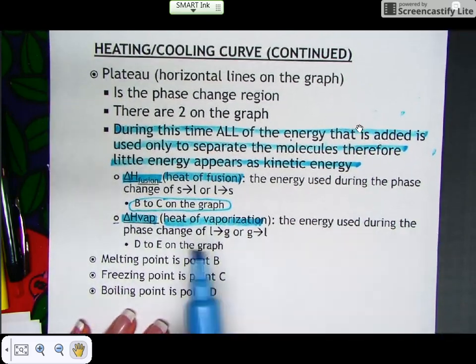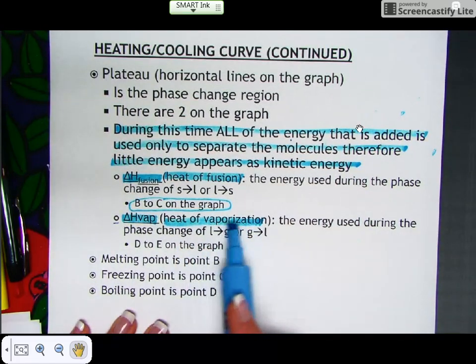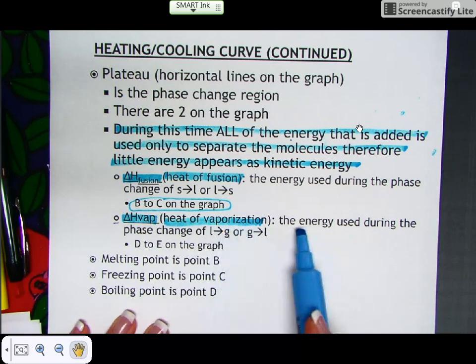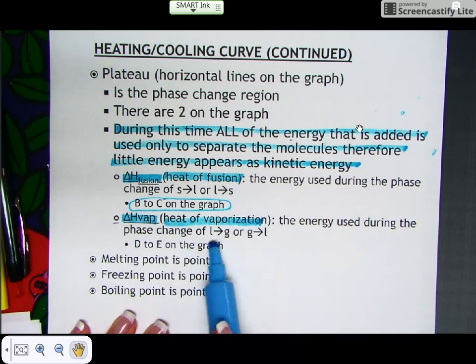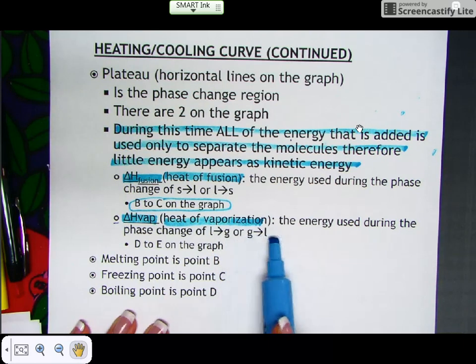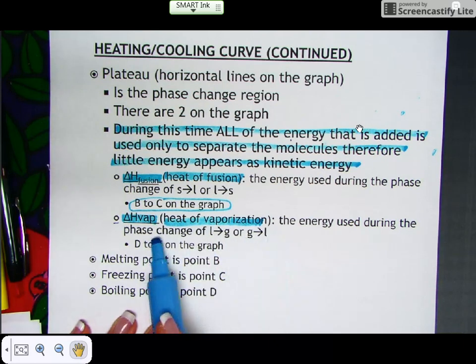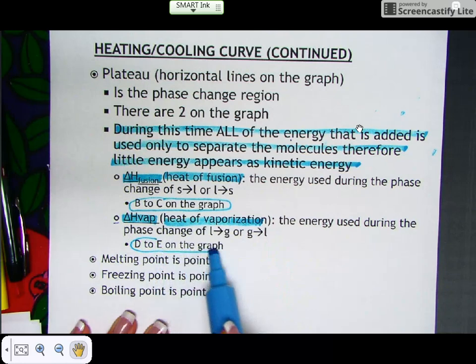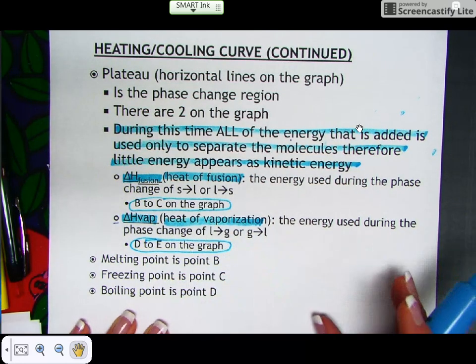Then you have the heat of vaporization. Notice you see the word vapor here, meaning gas is present. Heat of vaporization is the energy used during the phase change of the liquid changing to the gas or the gas changing to the liquid. And on your diagram that we just looked at, we'll go back in a second and label this one too. That was between points D and E on your graph.